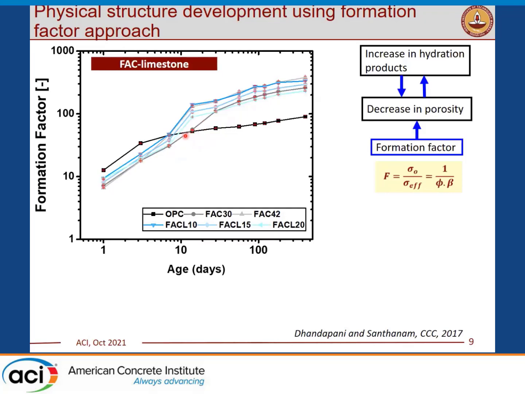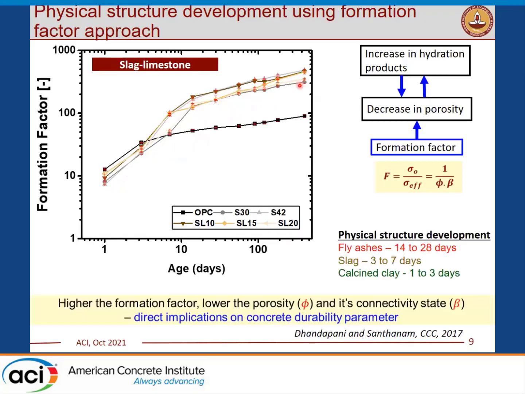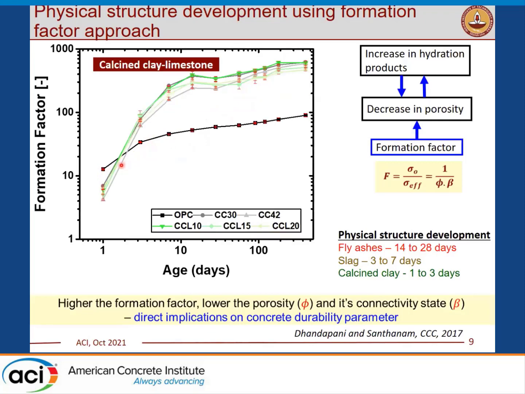This is for the calcareous fly ash, which had a higher amount of reactive alumina and carboaluminate phases. You have a synergistic rise in the ternary systems with the fly ash-limestone combination up to 14 days, and from there onwards it follows a very similar trend compared to binary systems. This is for the slag system, with a rise between 3 to 7 days, and this is the kind of development we get from binary and ternary systems with calcined clay.